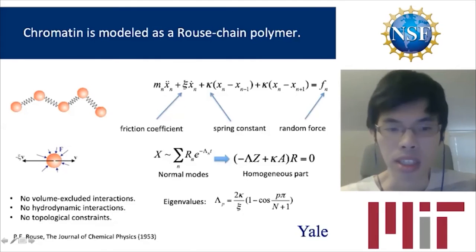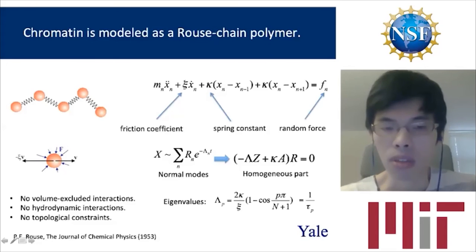By matrix diagonalization, we derive the eigenvalues. Its physical meaning is the inverse of the relaxation time of the polymer system. So usually, the Rouse model is used to describe short time behavior of polymer. So the time scale of the Rouse regime is usually below the largest relaxation time.